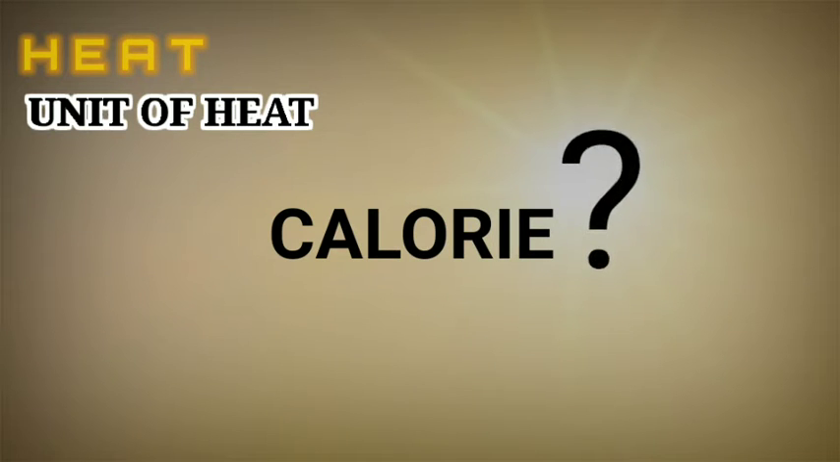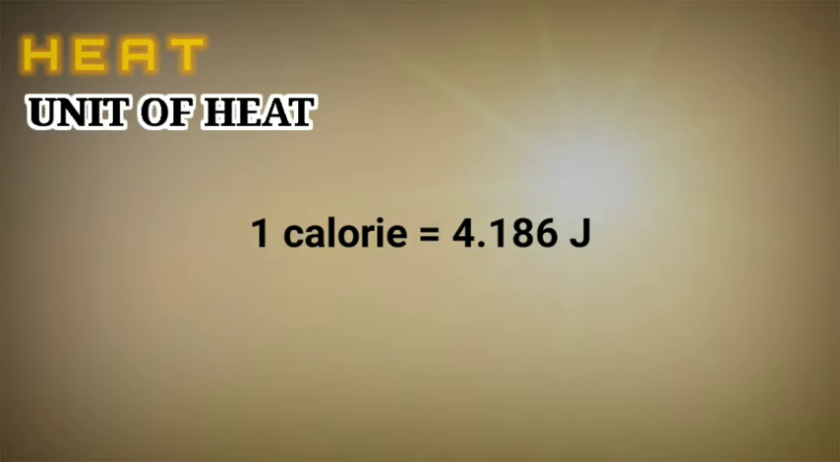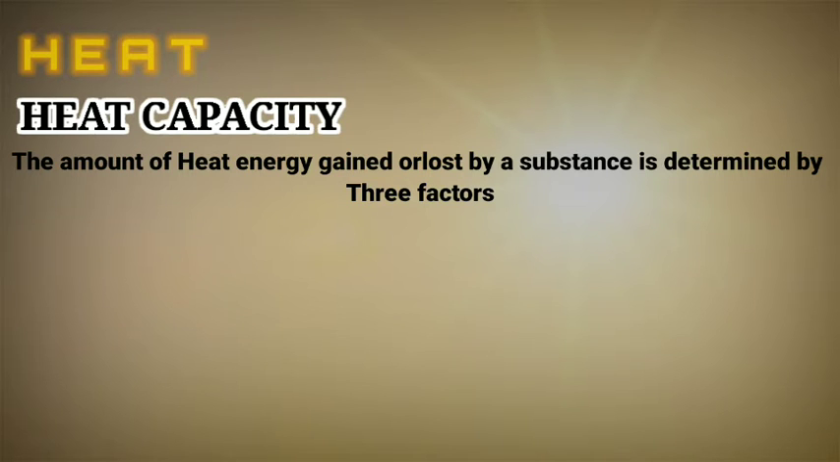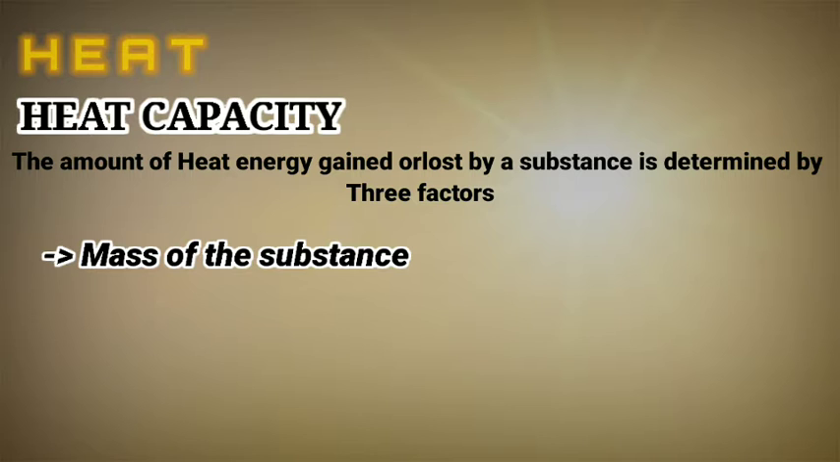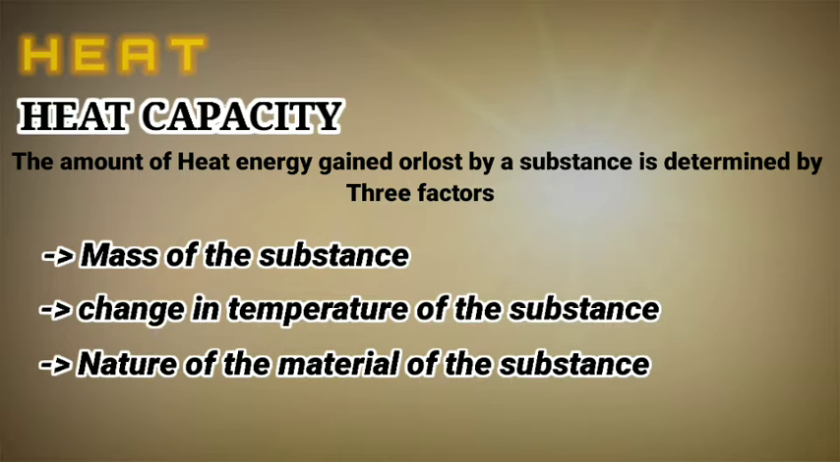Now, what is calorie? 1 calorie is the amount of heat energy required to raise the temperature of 1 gram of water through 1 degree C. The relation between calorie and joule is 1 calorie is equal to 4.186 joule. The amount of heat gained or lost by a substance is determined by three factors. They are mass of the substance, change in temperature of the substance, nature of the material of the substance.